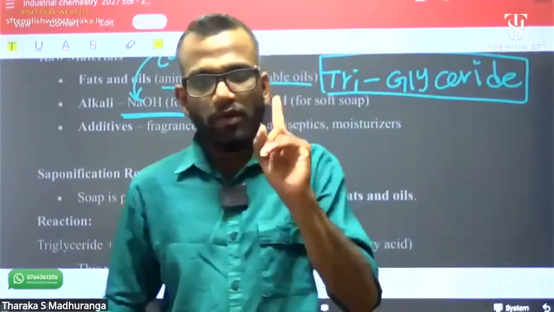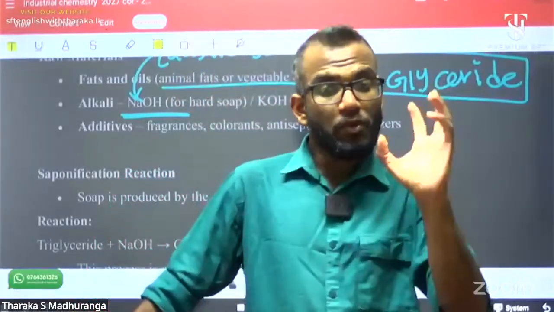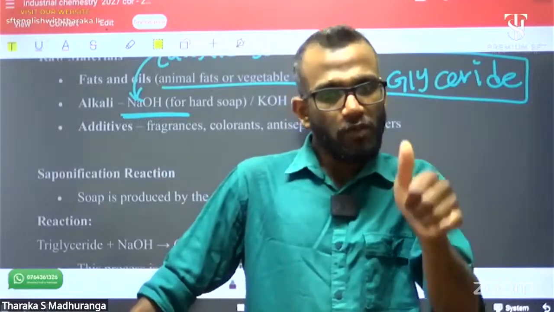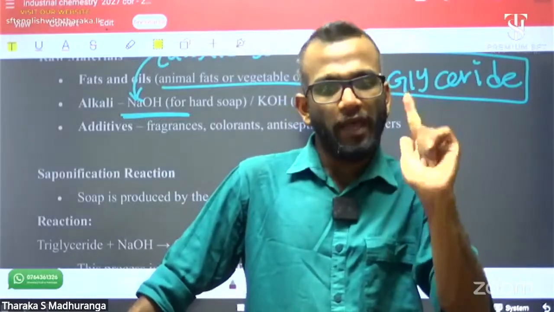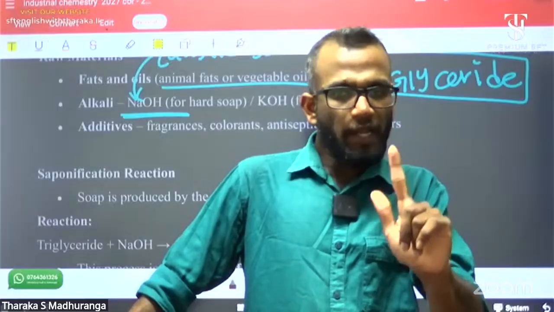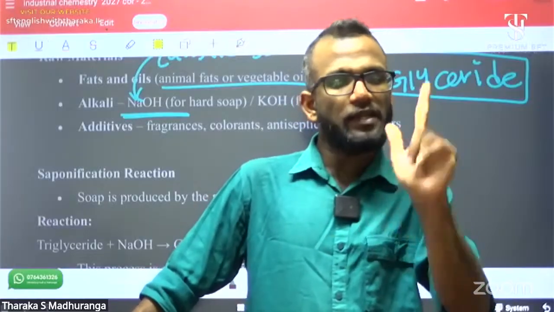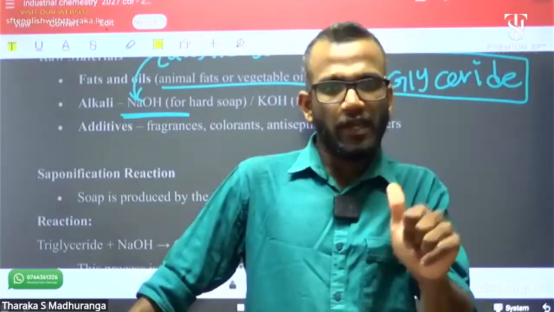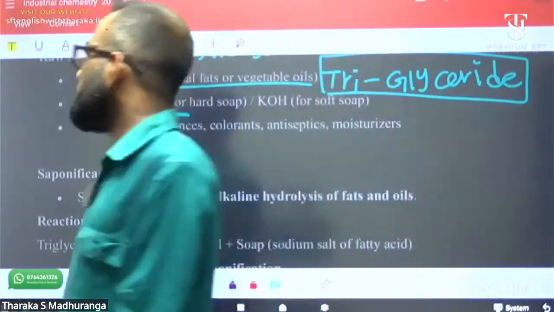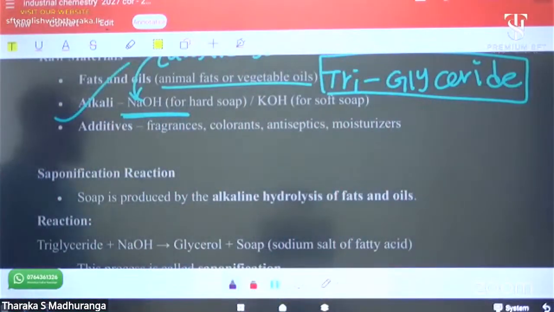Only the first point I explained. What are the main raw materials for soap production? Sodium hydroxide, that means caustic soda, and triglyceride, animal or plant oil. Triglyceride and caustic soda. First point is done.